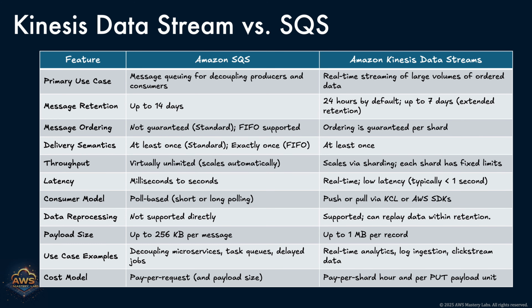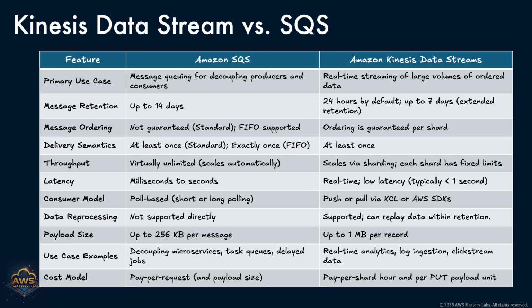When evaluating Amazon SQS and Amazon Kinesis Data Streams, it's important to understand that while both are messaging services, they're architected for different data movement patterns and application needs. Amazon SQS is a fully managed message queuing service that enables the decoupling of microservices, distributed systems, and serverless applications. It's designed for reliability, simplicity, and scalability. With standard queues, you get high throughput and at least once delivery, while FIFO queues add ordering and exactly once processing guarantees, perfect for payment systems, workflows, and job coordination.